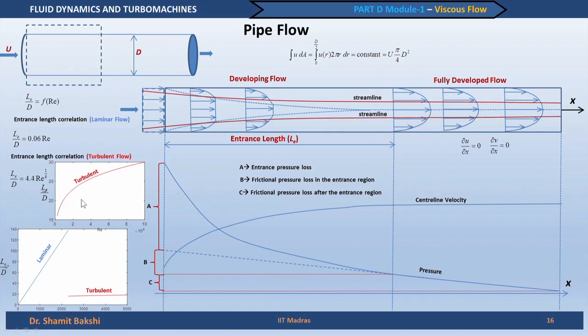So, this is the region where the first entrance loss due to the acceleration of the flow is present. Afterwards, you have the pressure loss due to friction.